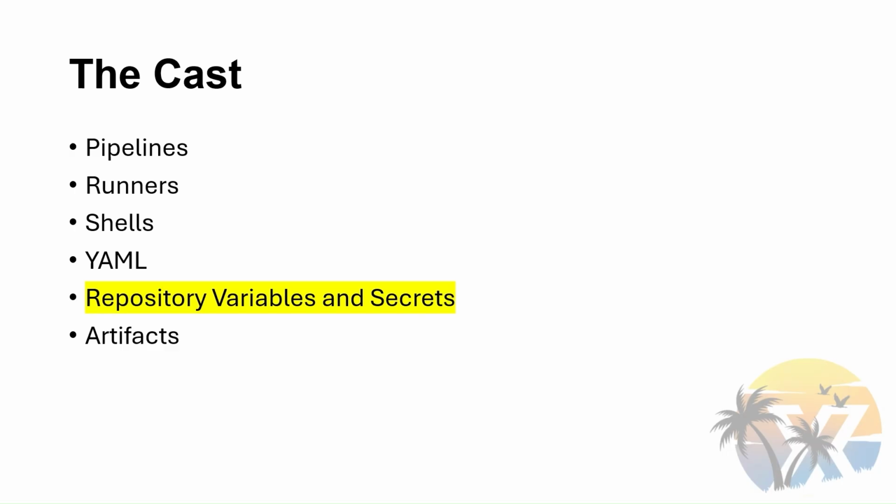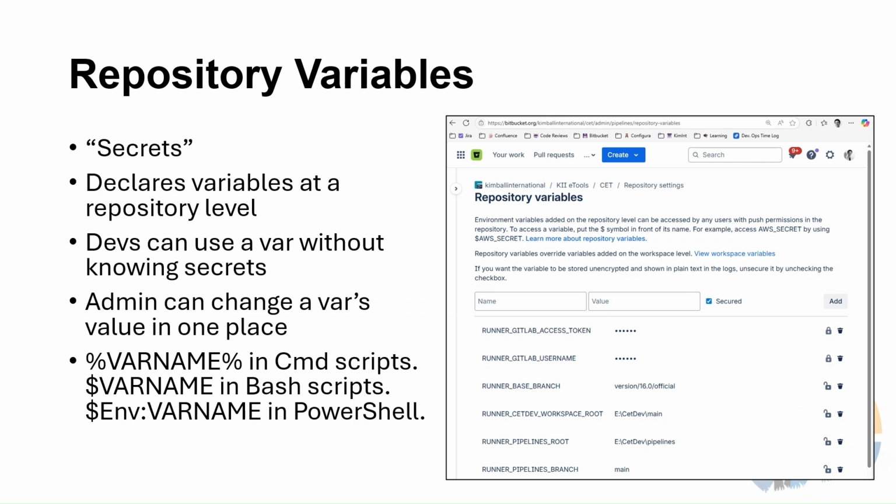All right, we've got two left. We are on to repository variables and secrets. So a repository variable is a way of creating a variable basically through your remote repo's web browser. So here on my Bitbucket website, I have created a couple variables that I can then access within my YAML file, within my scripts. So I have a GitLab access token and a GitLab username, because even though I am running a Bitbucket pipeline, I still need to pull base from GitLab.